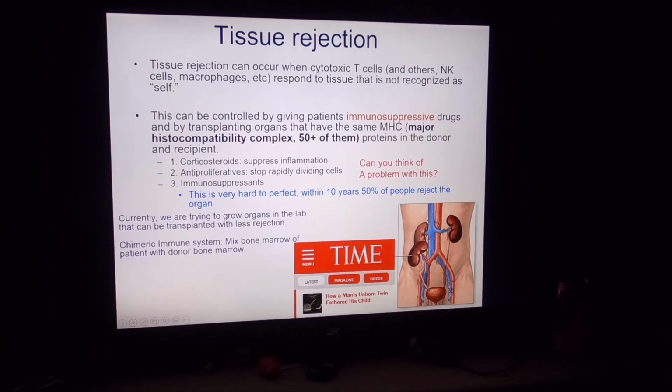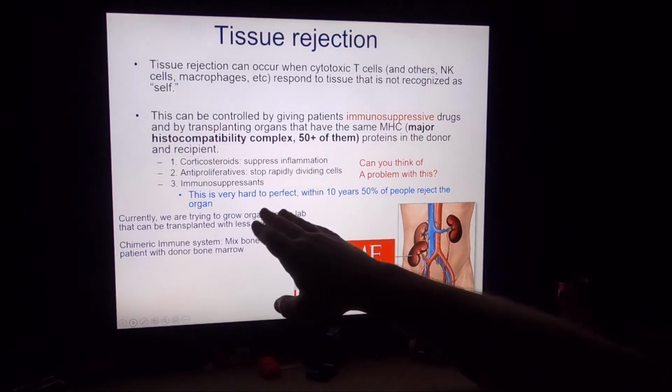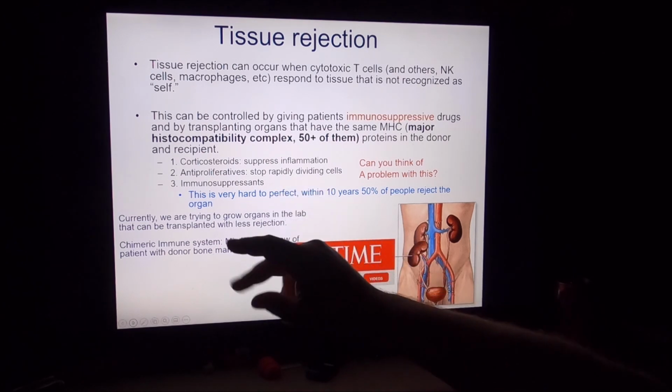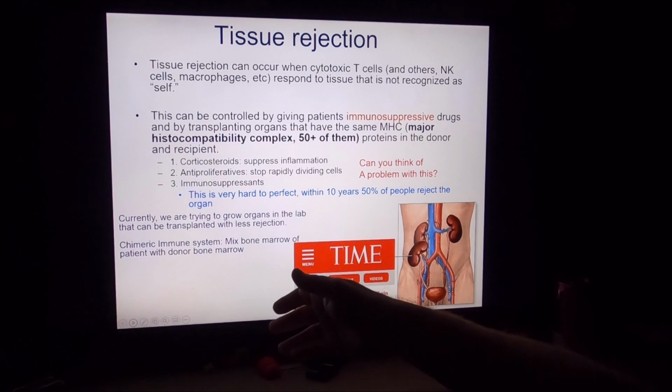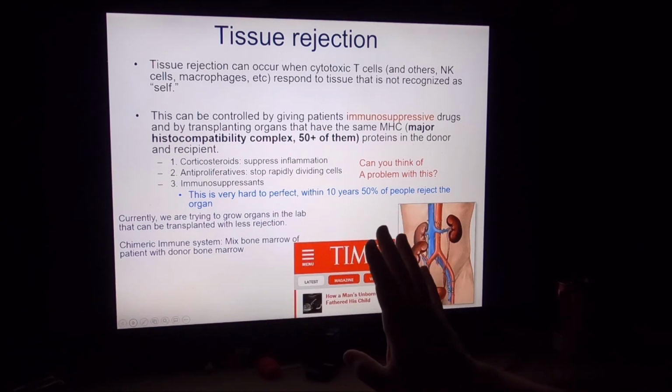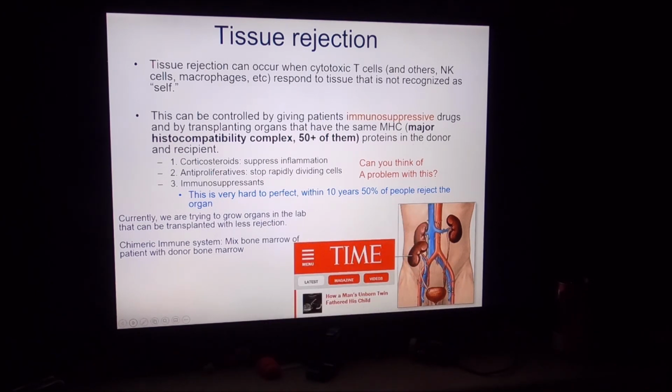And the way that we try to quell this is by administering pretty intensive immunosuppressant drugs. Steroids that slow down inflammation, anti-proliferatives that stop cells from dividing rapidly, i.e. clonal selection, with your white blood cells like T cells recognizing antigen and dividing, and then general immunosuppressants.